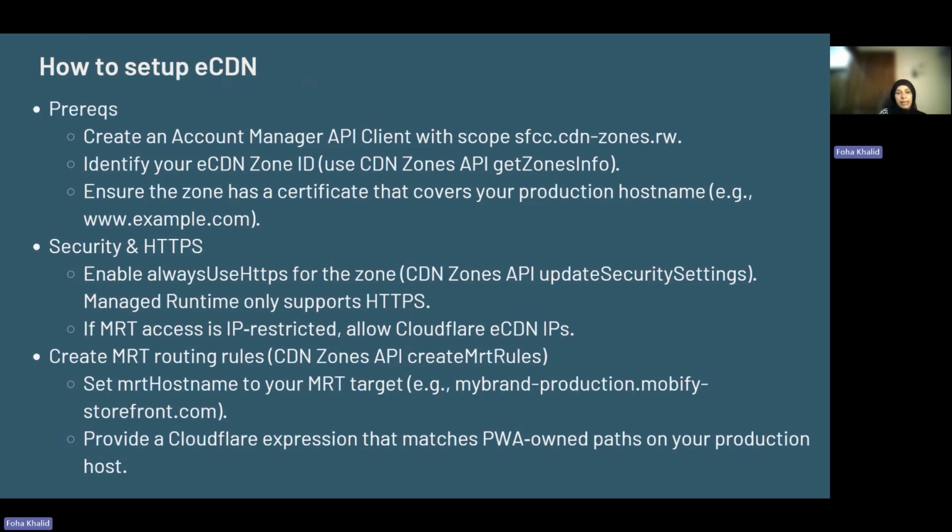If MRT is IP restricted, then you allow the Cloudflare ECDN IPs. Create MRT routing rules. These are the same rules that we're going to configure in our MRT, and you're going to have to do that for the CDN as well, using the CDN zones API.